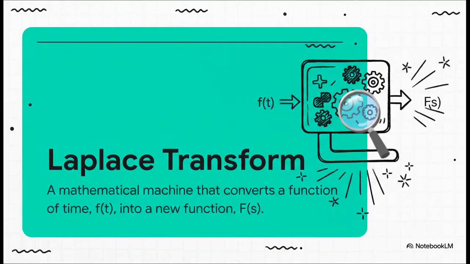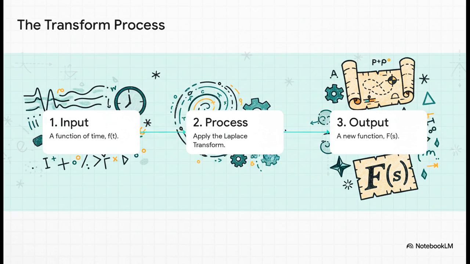Okay, so what is this thing? Put simply, the Laplace transform is like a mathematical machine. You feed it a function, one that depends on time, we usually call it f of t, and it processes it. Then it spits out a completely new function, which we call F of s. And this new function, this is where all the hidden secrets are. Let's just walk through this.